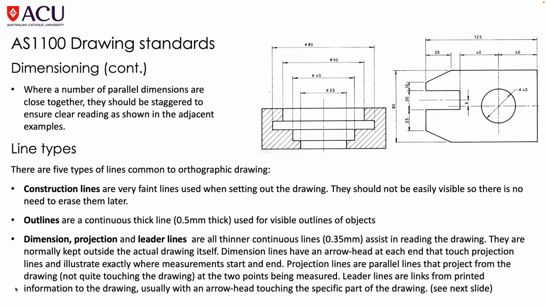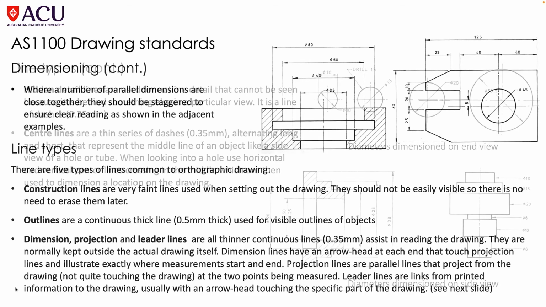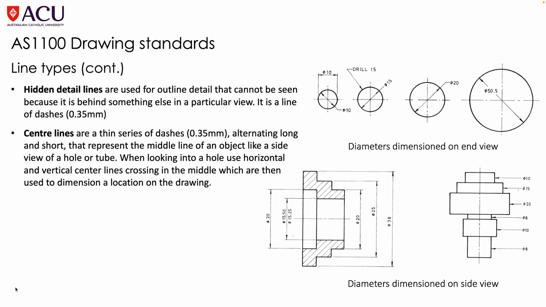Leader lines are links from printed information to the drawing, usually with an arrowhead touching the specific part of the drawing. And have a look at the next slide. So the question I would have with that first image there on the right hand side, where is the leader line? Hidden detail lines are used for outline detail that cannot be seen because it is behind something else in a particular view. It is a line of dashes and a light line.